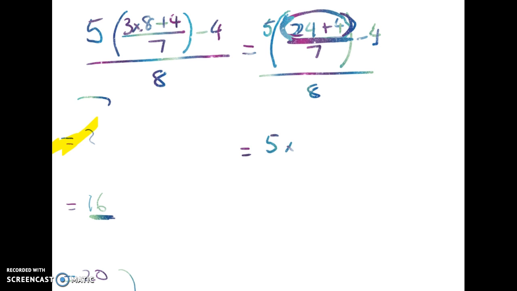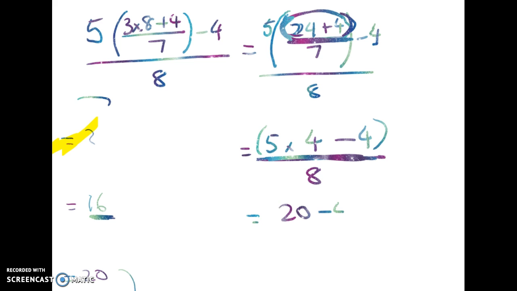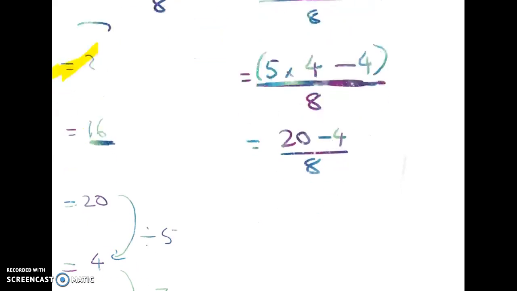So 28 divided by 7 is 4. So I've got 5 times 4 minus 4 divided by 8. And again, this line here is like putting a bracket around all of the top line. So now I've got 5 fours are 20. 20 take away 4 divided by 8, which gives me 16 divided by 8, which is 2.